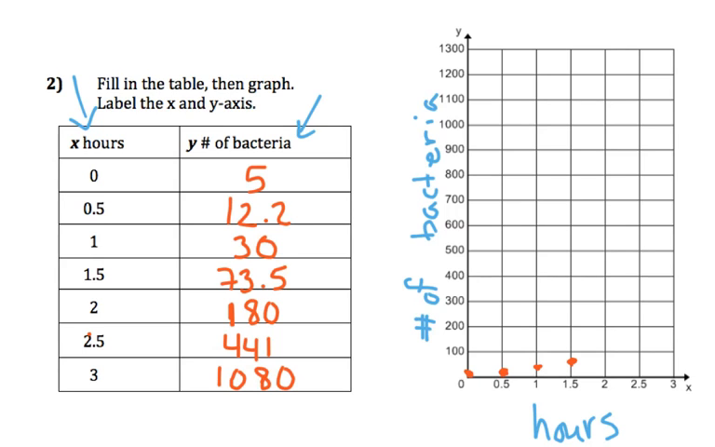At 2 hours, we have 180, so moving up. And then at 2.5, we have 441. So I'm going over to 2.5, going up to 441. I'm approximating because we're not going to get this exact based on our scale. And our last point, 3, 1,080. So I'm going over 3 on the x-axis, going up to 1,080 on the y-axis. And there's our point.